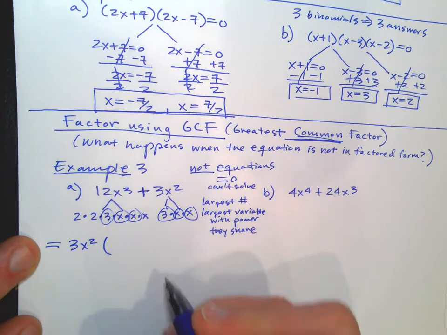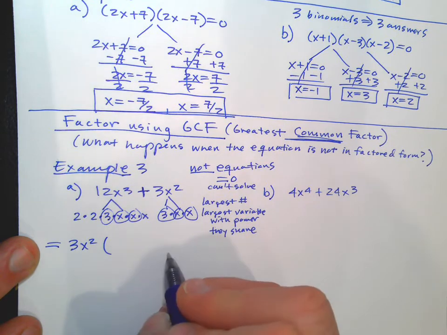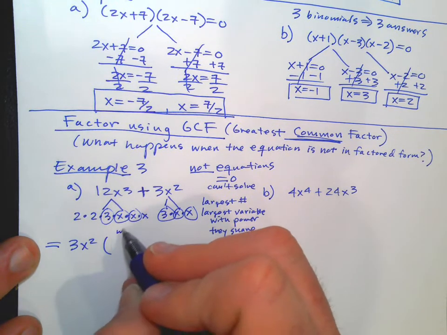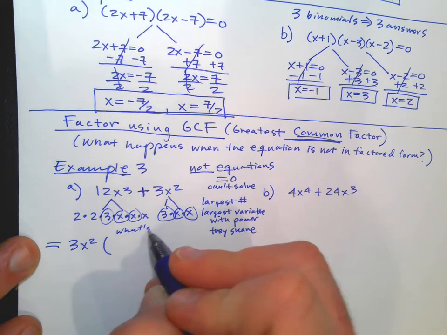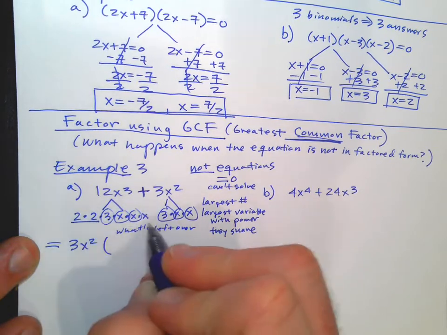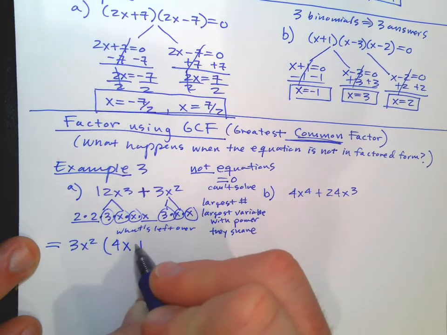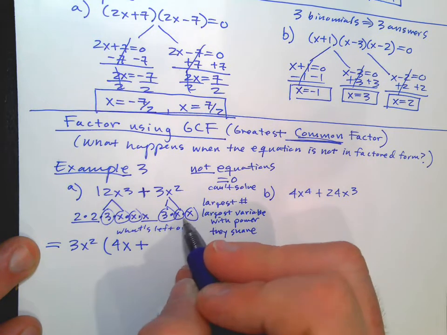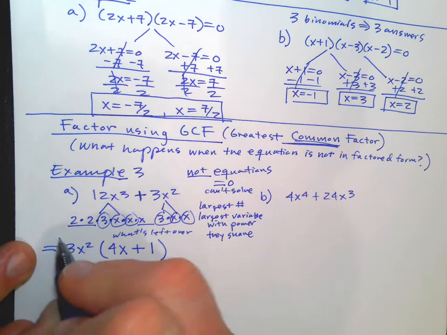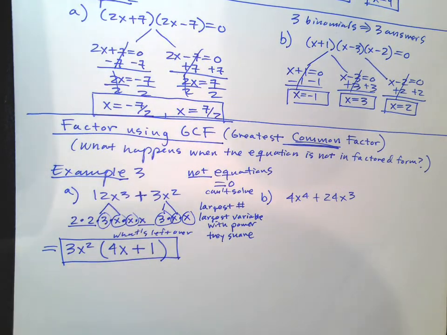It's like we're dividing it, unmultiplying it, and putting it back out in front. Now, what goes in here is going to be whatever's left over. What's left over? There's a 2 and a 2 and an x, so that's 4x. Plus, there's nothing left over here. But we got to put something. We got to put a 1. And then that's the answer. Now, we can't solve this one, but that's factoring the GCF.